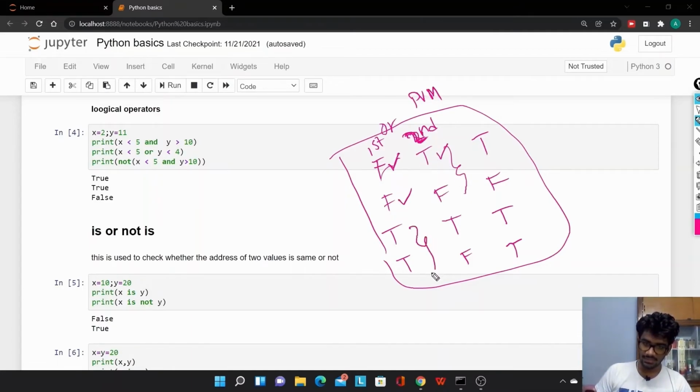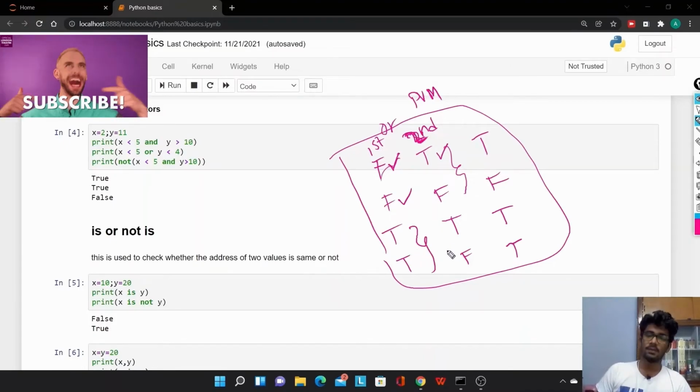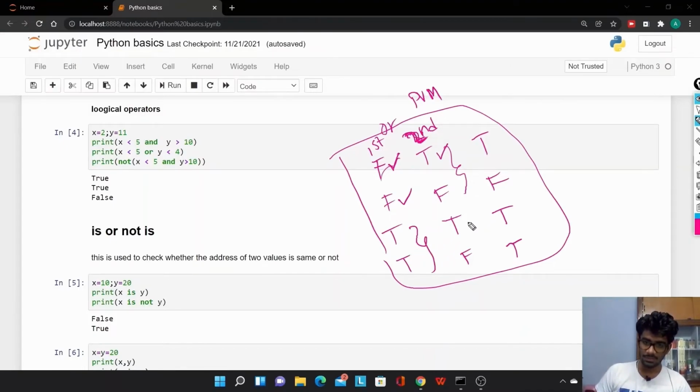If the first case itself is true, there is no need for the Python virtual machine to check the second case, because for the OR operator to give the output as true, only one value needs to be true. So when the first value is by default true, there is no need to check the second value. So this is how the OR operator works.